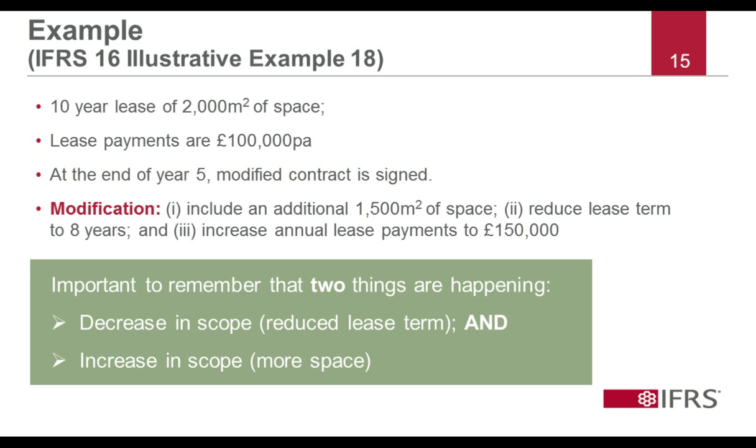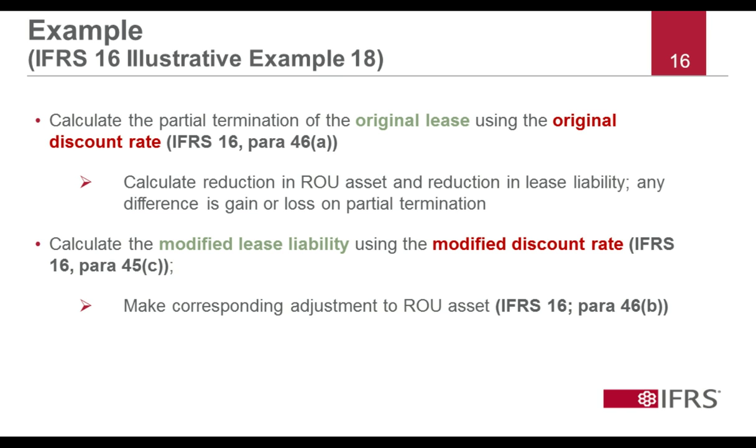Second, and separate from the reduction in lease term, there has been an increase in the size of the remaining right-of-use asset. Originally, the lessee had rights over 2,000 square metres of space, but after the modification, it has an additional 1,500 square metres. What a lessee essentially has to do here is think about those two elements of the modification separately.